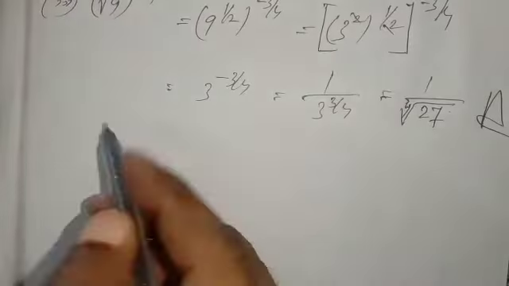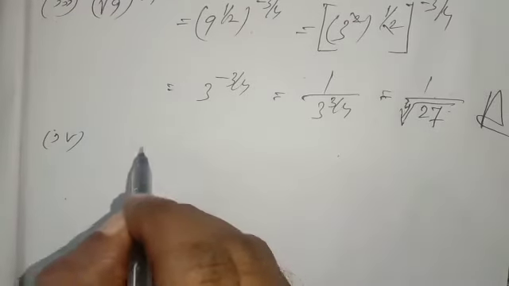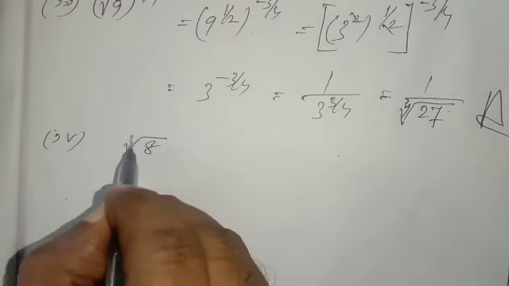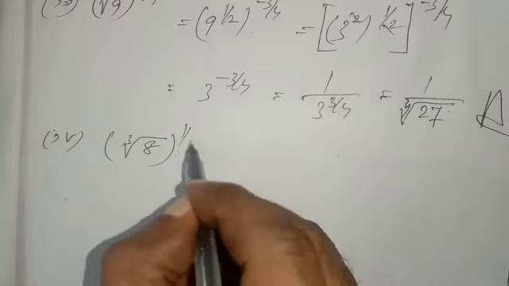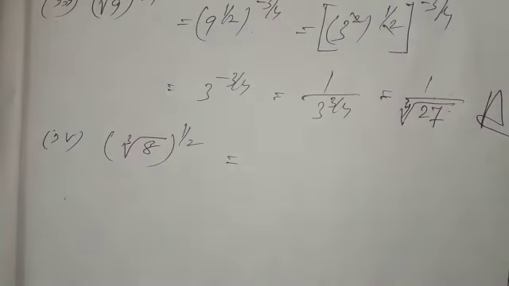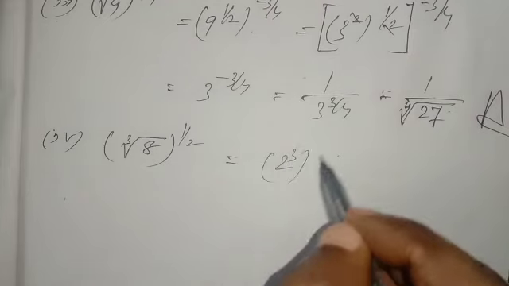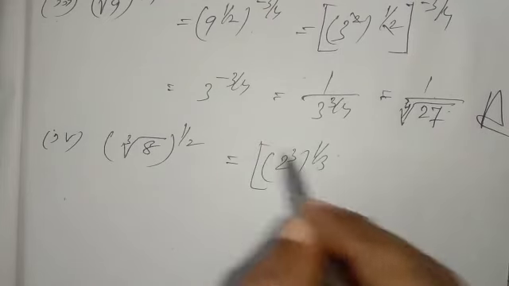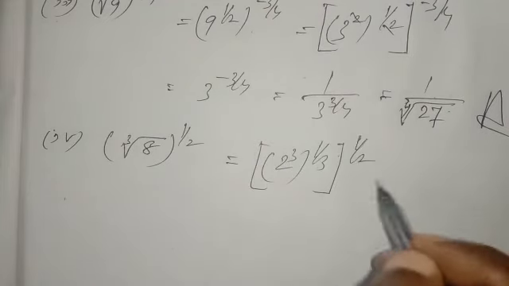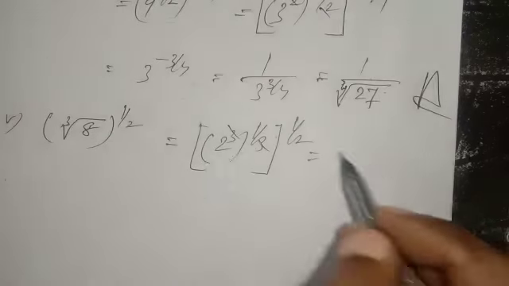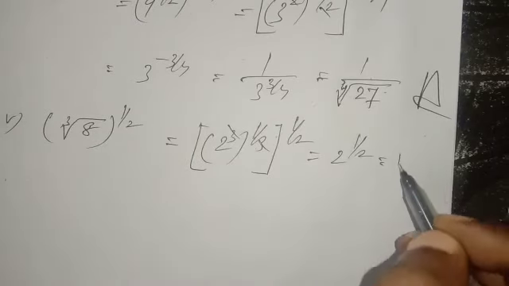Fourth part, cube root of 8 whole to the power 1 by 2. Cube root of 8 whole to the power, just to see. Fourth part, cube root of 8 whole to the power 1 by 2. Cube root of 8 means 8 is 2 cube, whole to the power 1 by 3, cube root, whole to the power 1 by 2. That means the 3 cancels, finally getting 2 to the power half, which is equal to root 2.